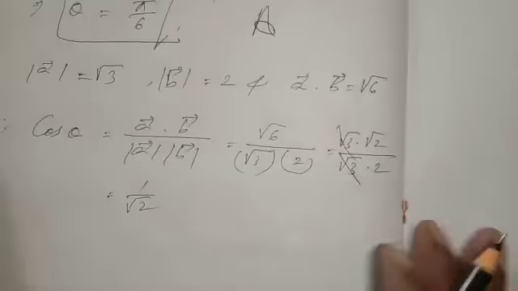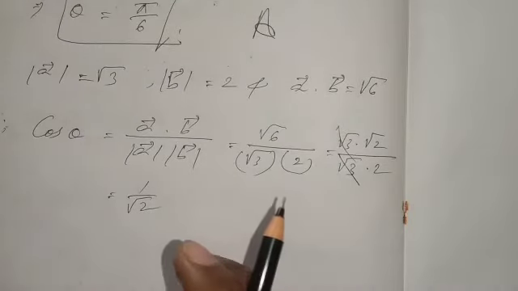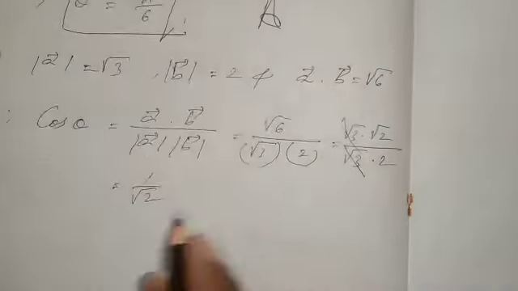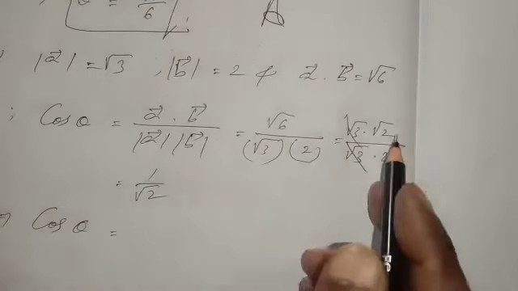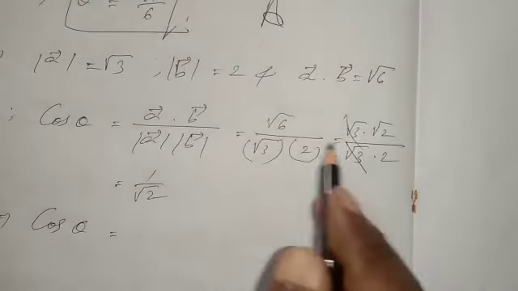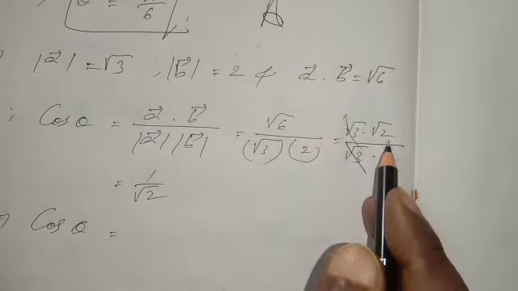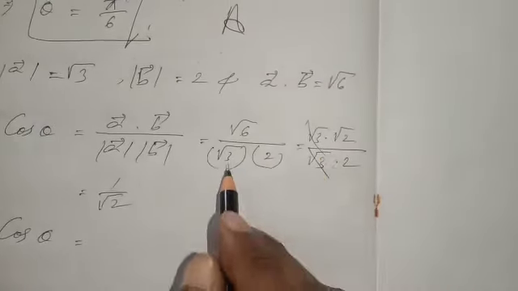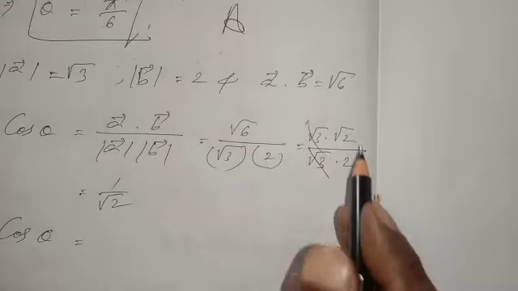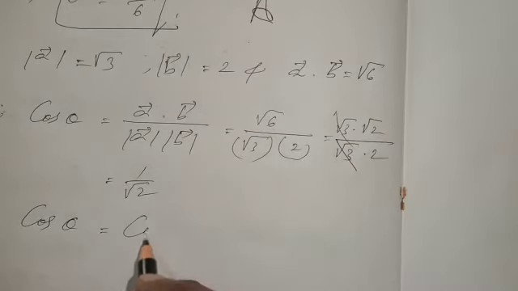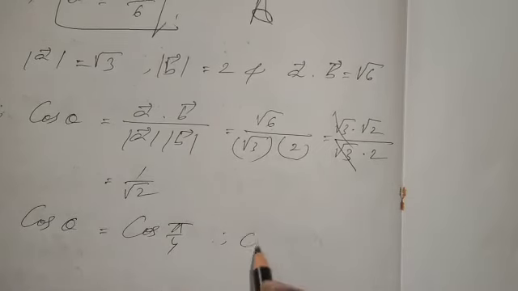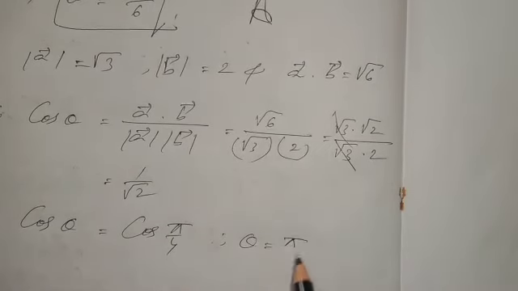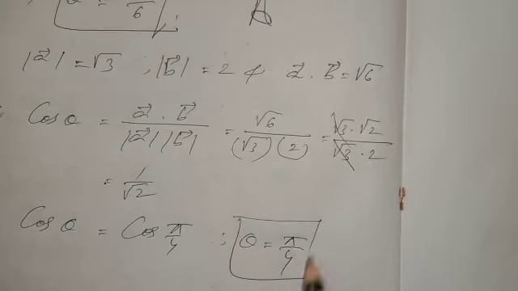Now tell me, cos of how much is 1 by root 2? Here root 6 means root 3 into root 2, and the denominator has root 3, so root 3 cancels. Root 2 by 2 means 1 by root 2. That is cos 45 degrees, pi by 4. Therefore theta is equal to pi by 4. The angle between vectors A and B is pi by 4, which means 45 degrees.